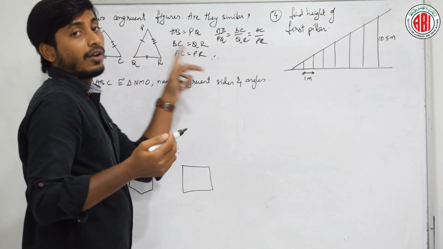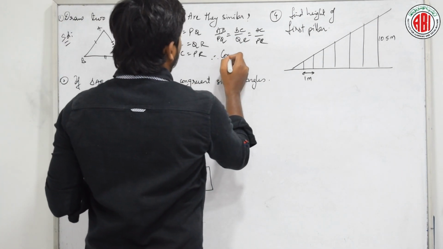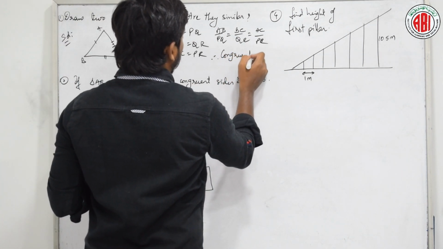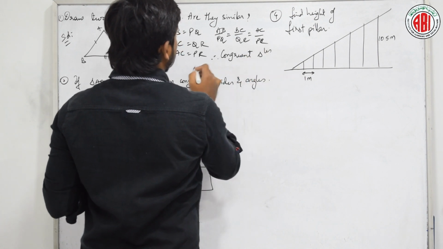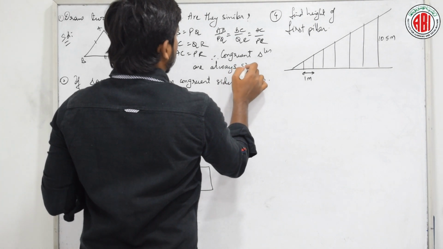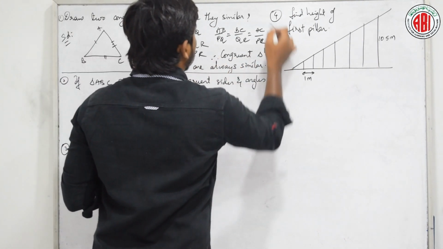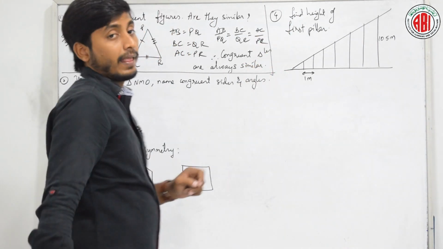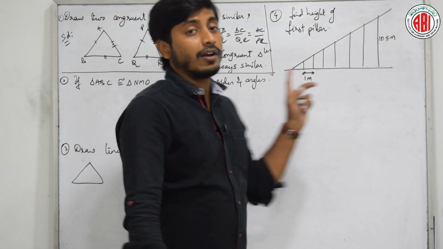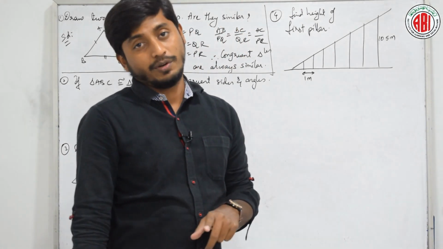congruent shapes, congruent triangles, are always similar, isn't it? Yes or no? Remember that congruent figures are always similar, but similar figures are not always congruent. They may be or they may not be.